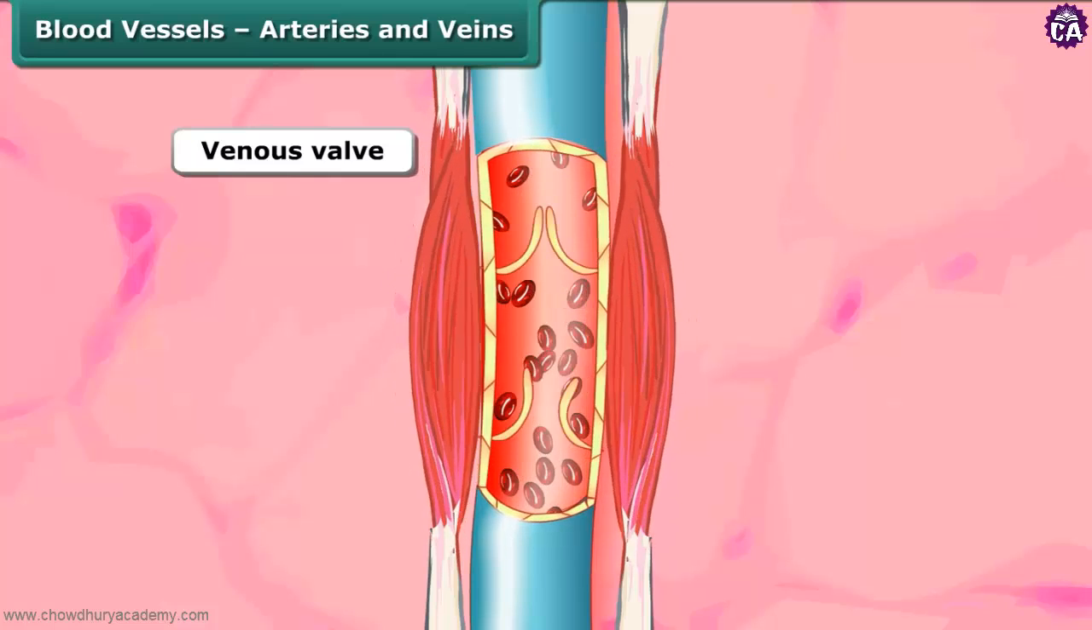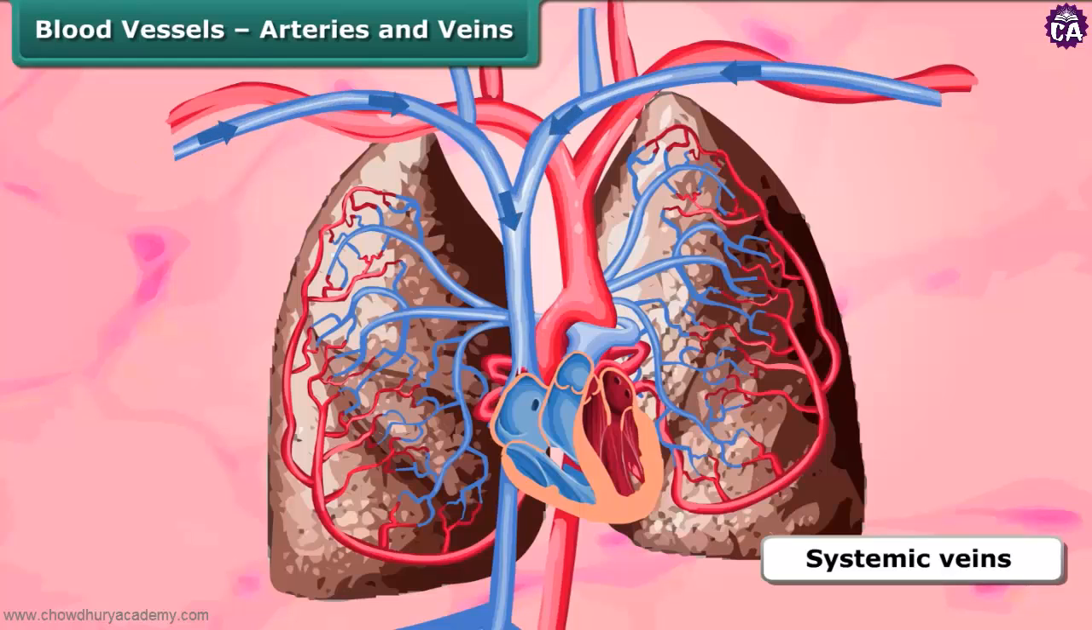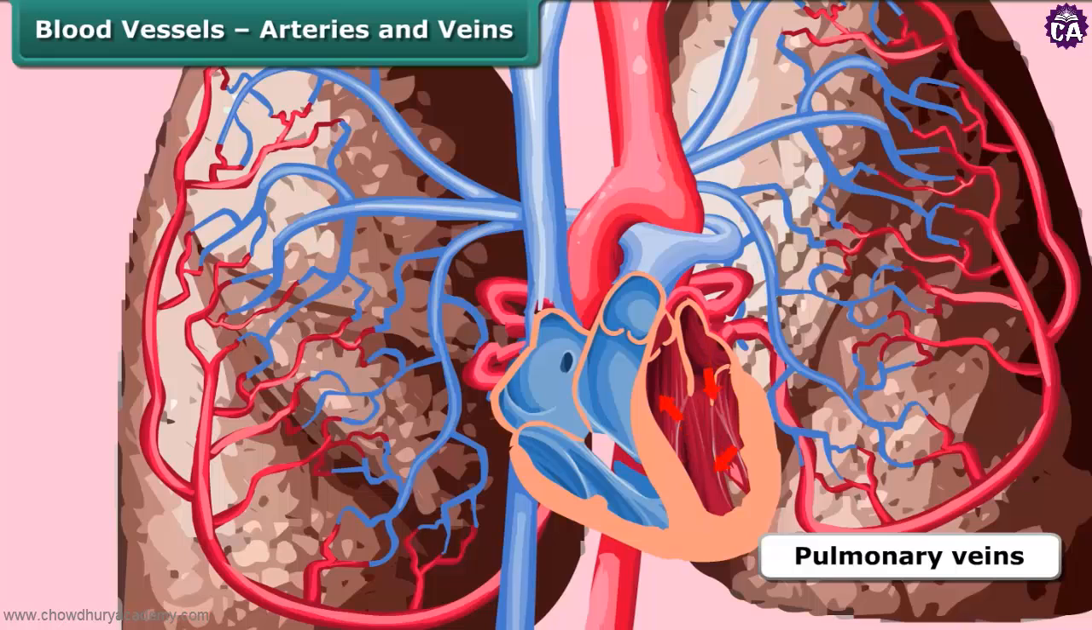Veins are of two types. Systemic veins. They carry deoxygenated blood from the different body parts to the heart. Pulmonary veins. They carry oxygenated blood from the lungs to the heart.